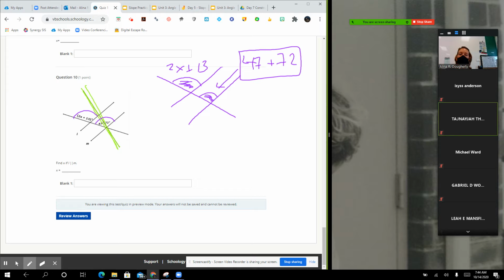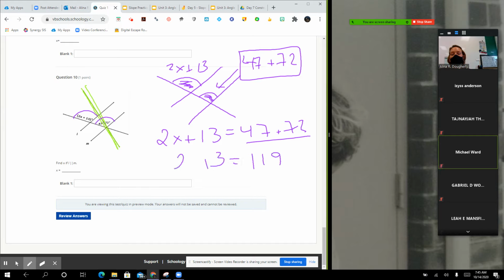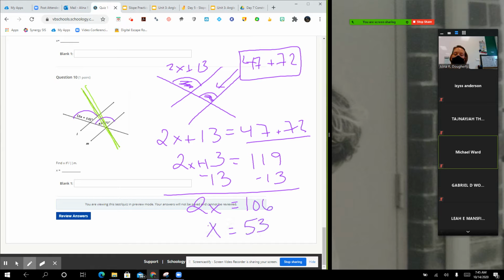They're corresponding. How do I set up corresponding angles? Are they congruent or are they supplementary? They are congruent. So 2x plus 13 equals 47 plus 72. What is 47 plus 72? 119. Thank you. And then I want to get rid of that 13. 2x equals 106. And x equals 53. It's asking me for x, so that's my answer.